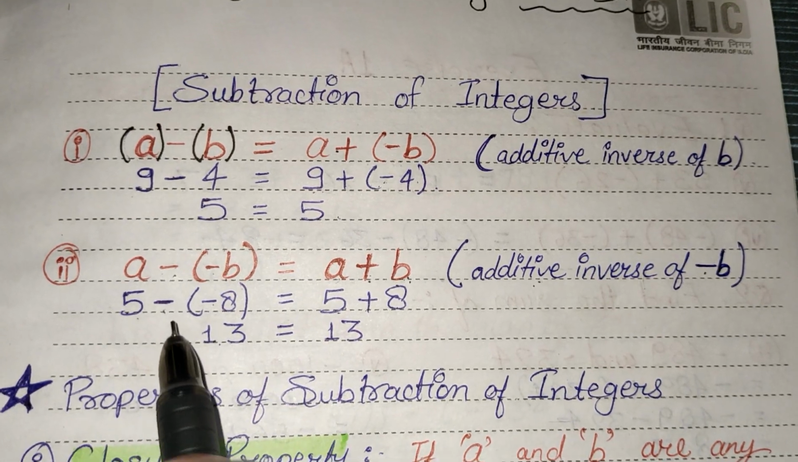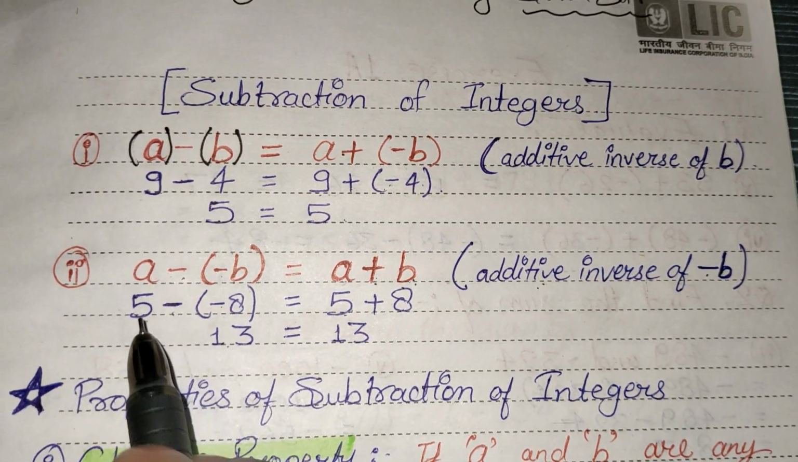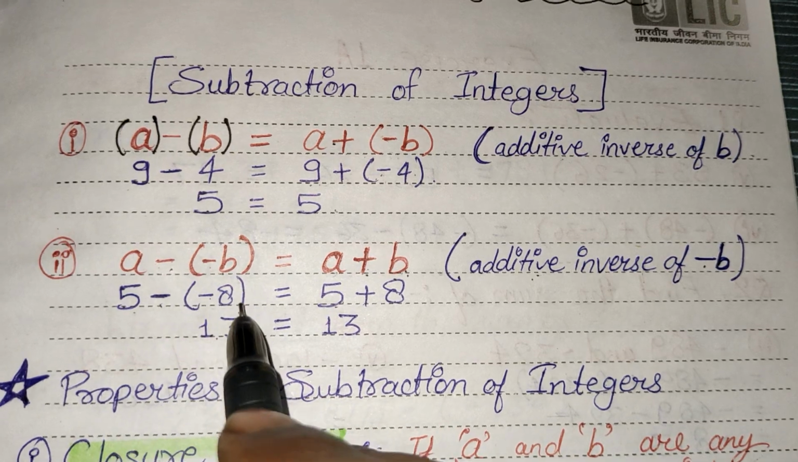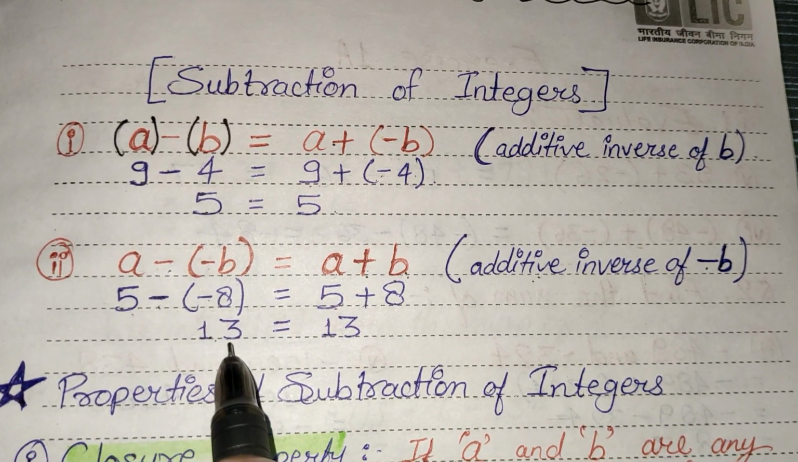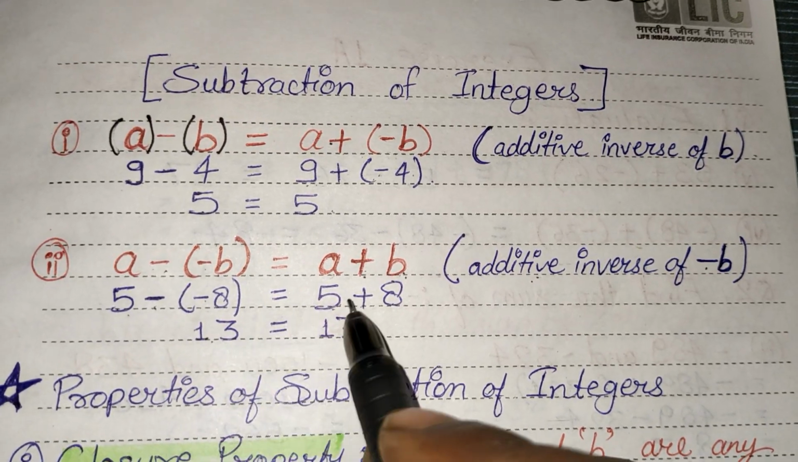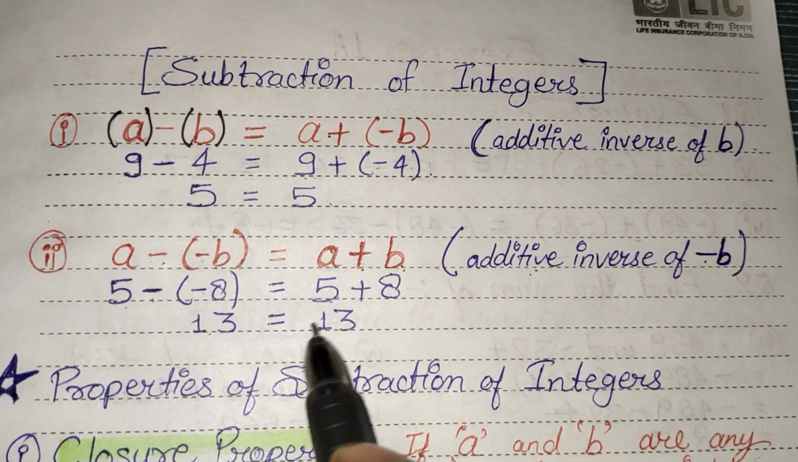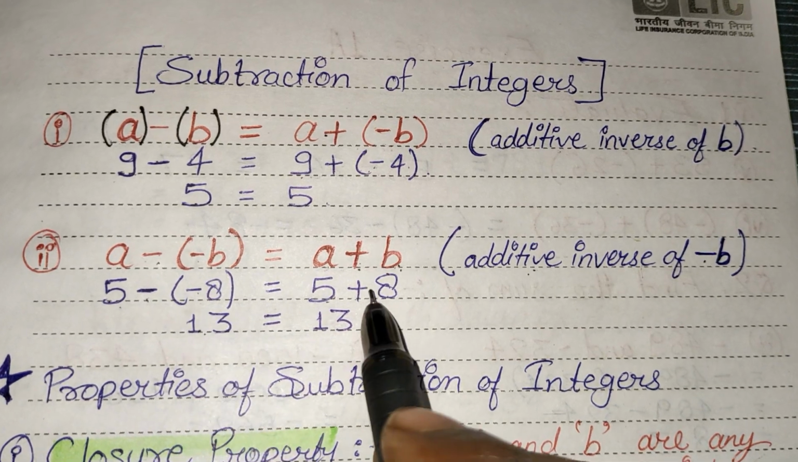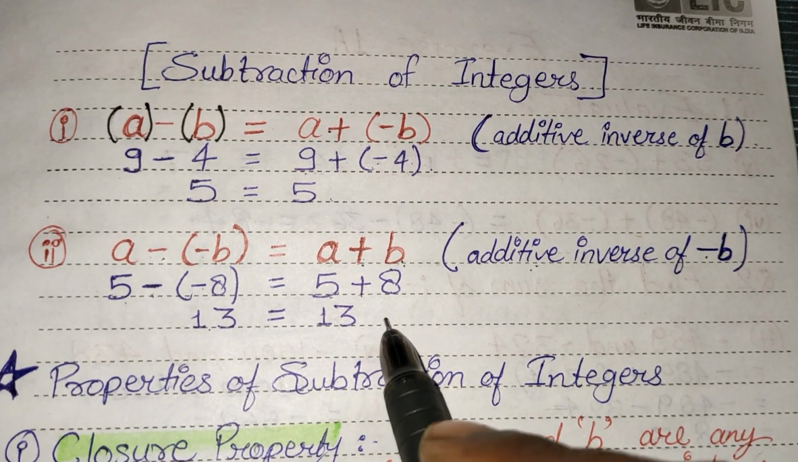Now see it by an example. 5 minus, in the bracket, minus 8 we have 13. Or say 5 minus, in the bracket, minus 8, we have to add them, or we have to inverse it. Inverse of minus 8 is plus 8, so 5 plus 8 is 13.